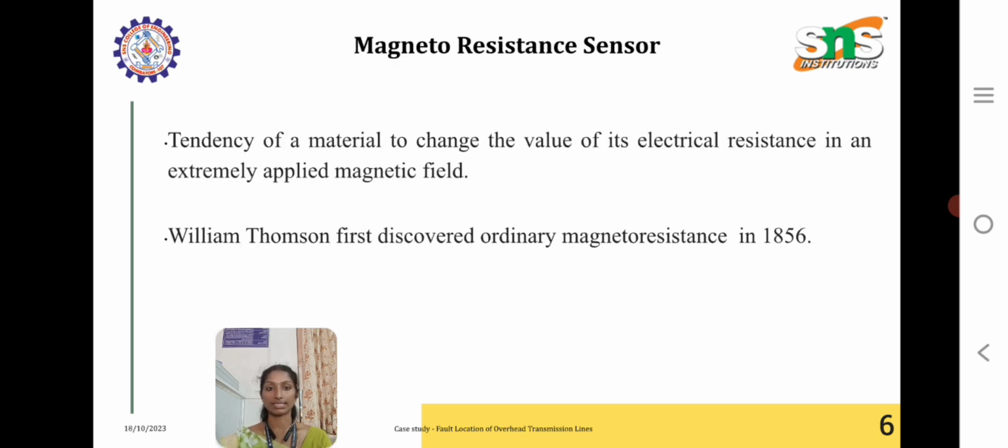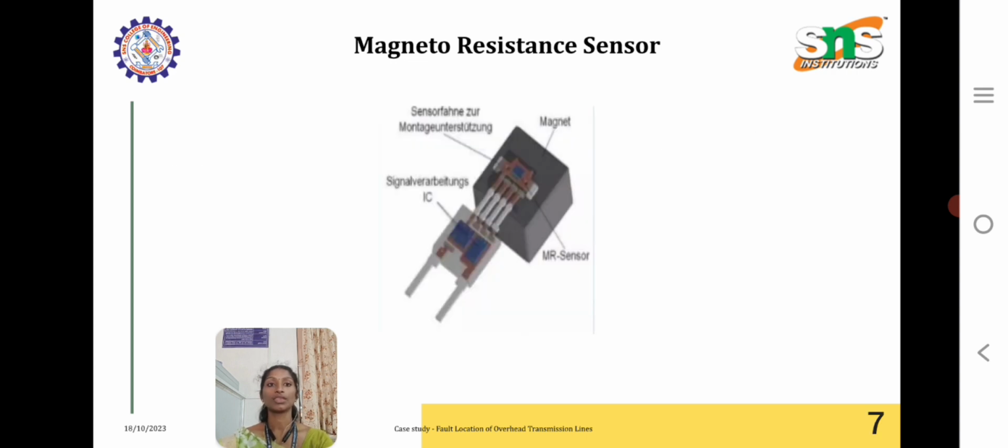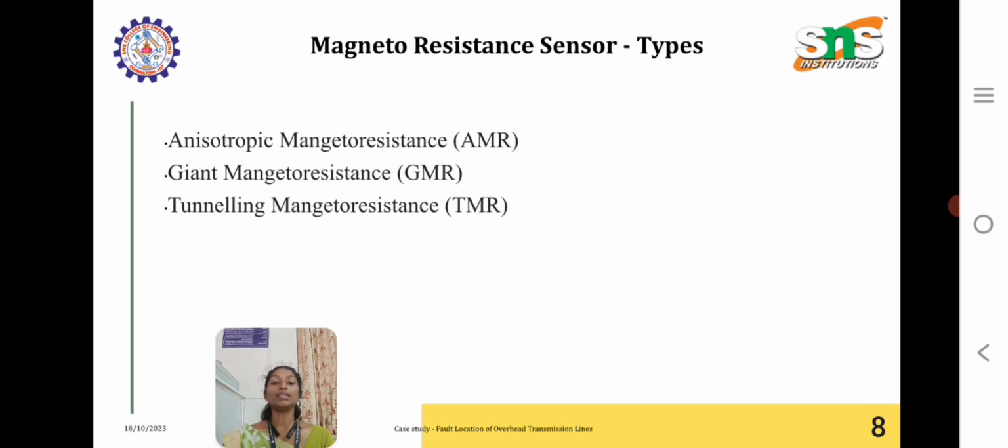Next we will go into the magnetoresistance sensor, a sensor which senses where the fault has occurred. It was discovered by William Thomson in 1856. It is the tendency of a material to change the value of its electrical resistance in an externally applied magnetic field. The sensor has a magnet and an MR sensor, that is a magnetoresistance sensor. We have three types of magnetoresistance: anisotropic, giant, and tunneling, with different applications. We call them AMR, GMR, and TMR respectively.